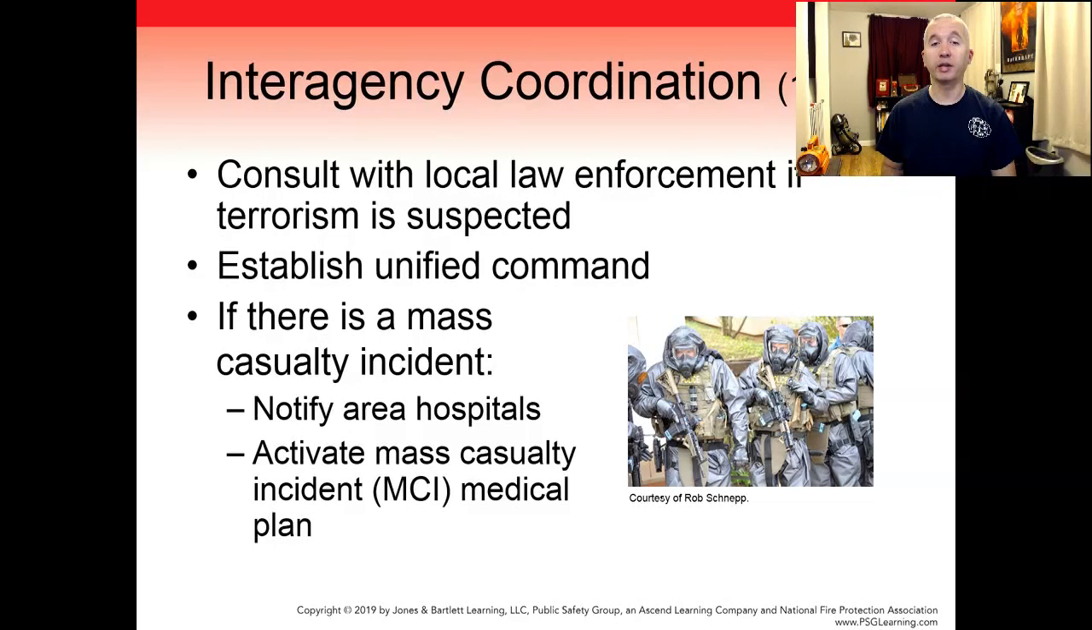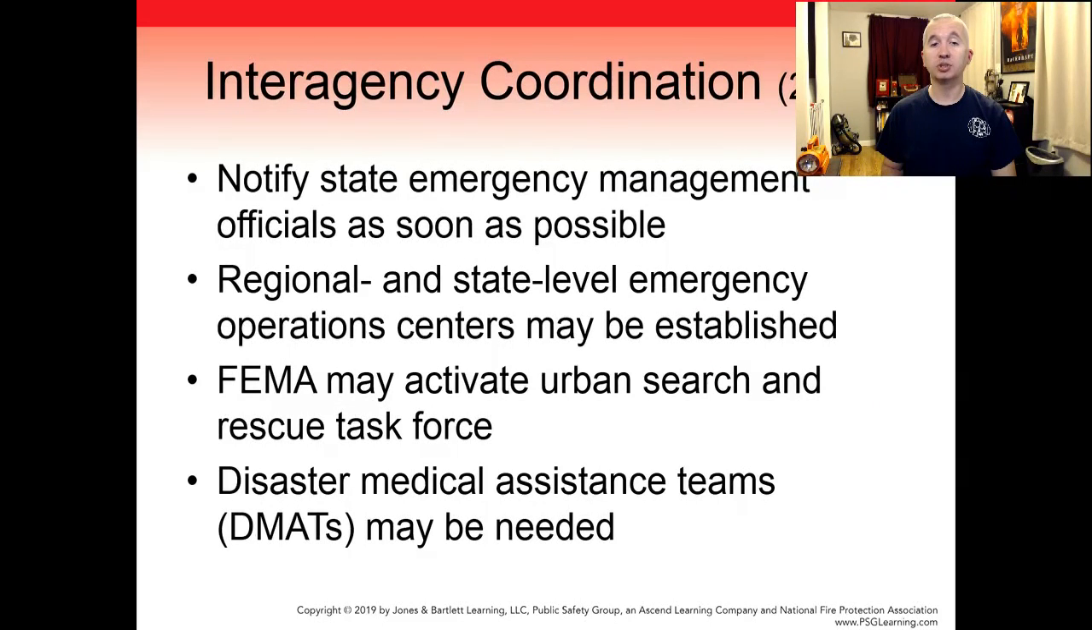When dealing with interagency cooperation, consult with local law enforcement if a terrorist incident is suspected. Unified command should also be established, and if there is a mass casualty incident, notify area hospitals and activate the mass casualty incident medical plan. Notify state emergency management officials as soon as possible, and regional and state level emergency operations centers may be established. FEMA may activate an urban search and rescue task force, and disaster medical assistance teams may be needed.